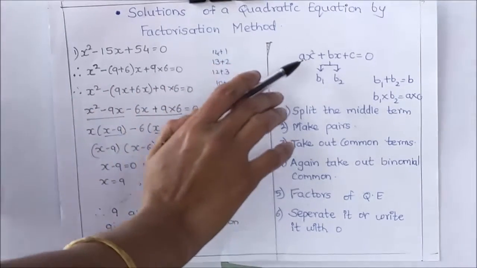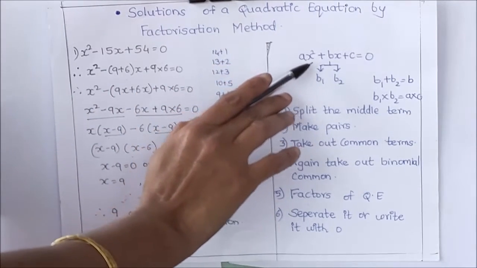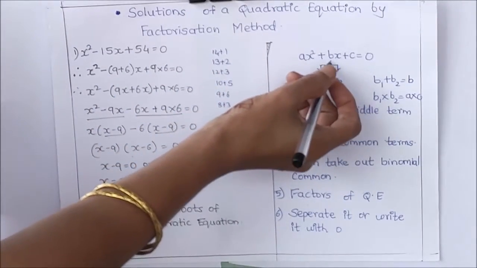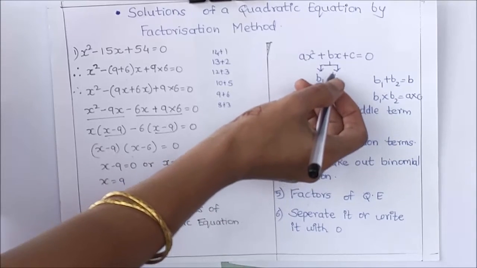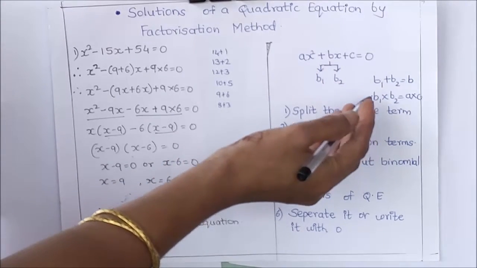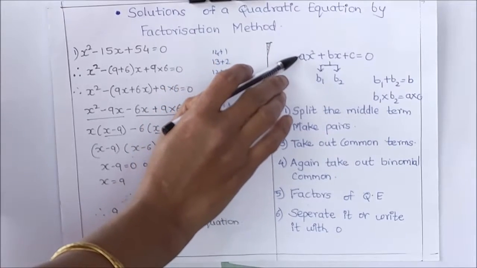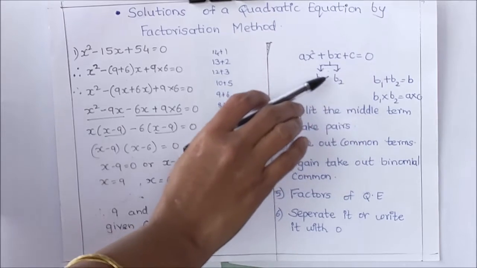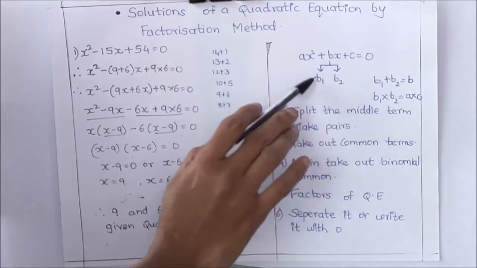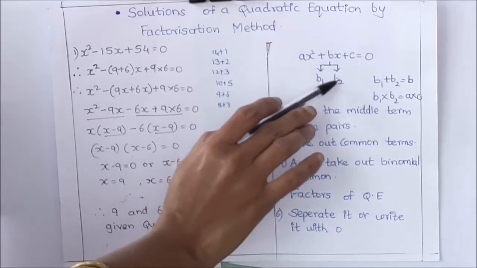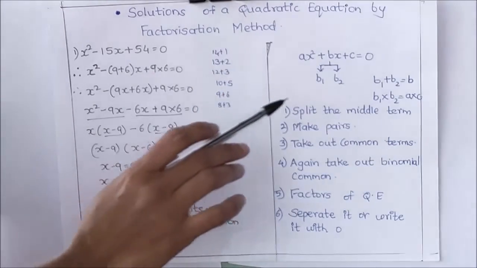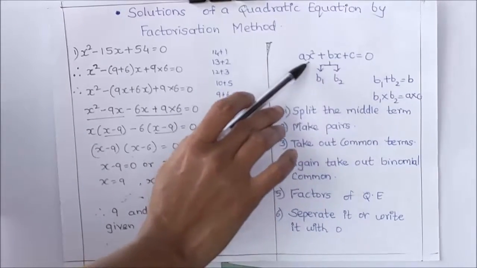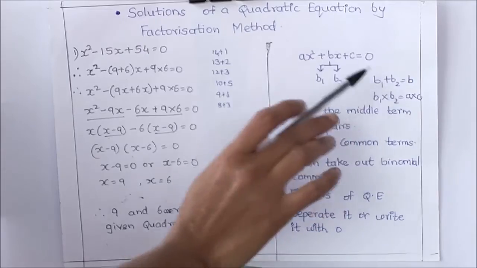Now see here, our general form of quadratic equation is ax square plus bx plus c equals 0. This middle term is bx. We are going to split b into b1 and b2 in such a way that b1 plus b2 equals b, and b1 into b2 equals a into c. First term into third term equals b1 into b2.